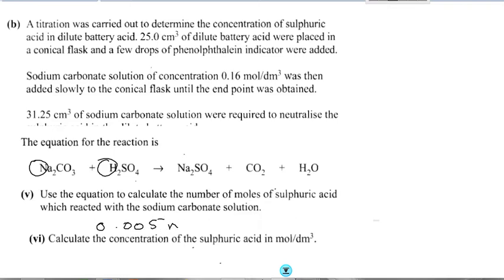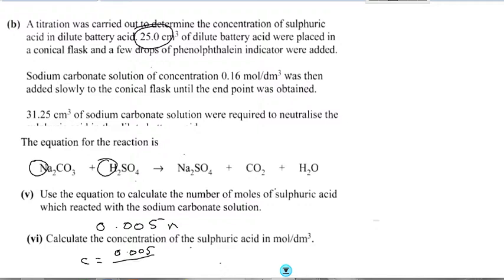Part 6 then says calculate the concentration. Well, we've set up here with 25 cubic centimeters of the acid. We've said here we've got that number of moles. C equals n over v, so that's 0.005. The volume is 25 cubic centimeters, which is 0.025. So the concentration of the acid works out there at 0.2 moles per decimeter cubed. You would write that, but I can just leave it as capital M.